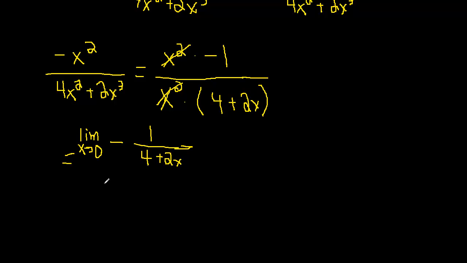So let's look at the question again. What happens as x goes to 0? If we plug it in here, this is going to be negative 1 over 4 plus 0. 4 plus 2 times 0 is 0. And then there you go, that's negative 1/4. That's the answer.